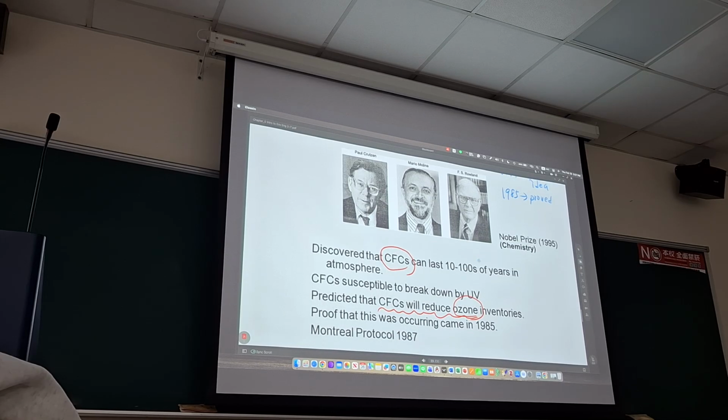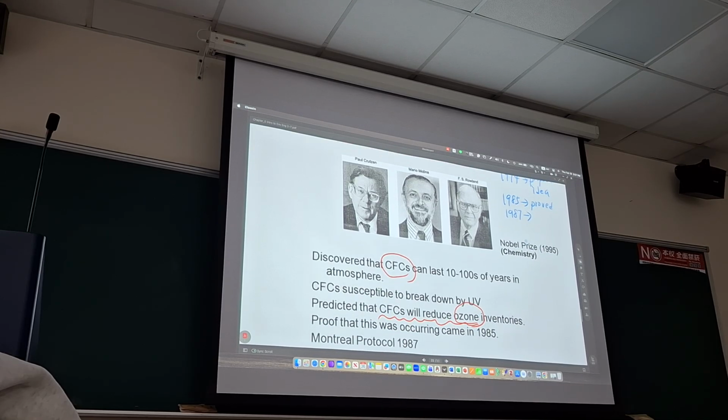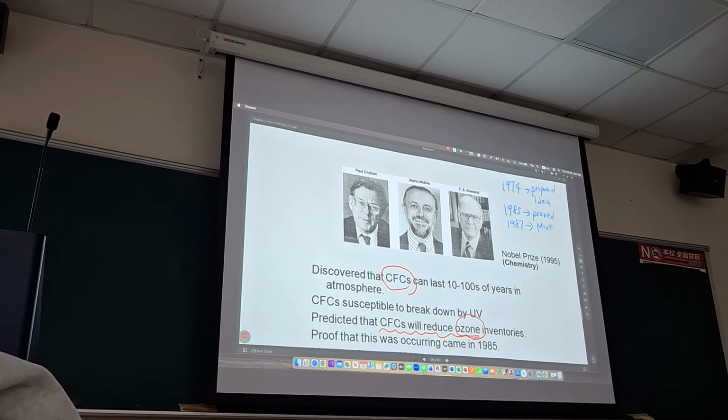So in 1987, the governments around the world set up the so-called Montreal Protocol.